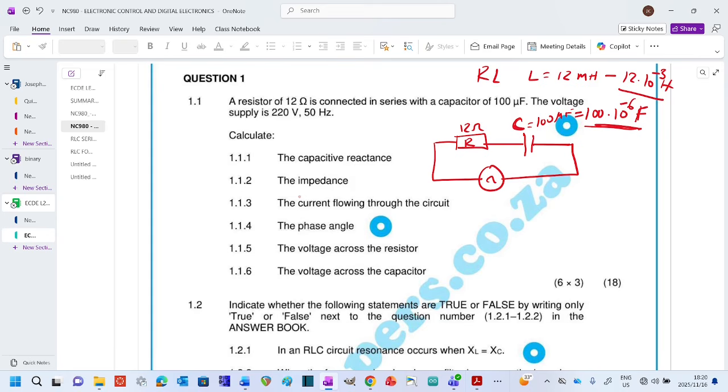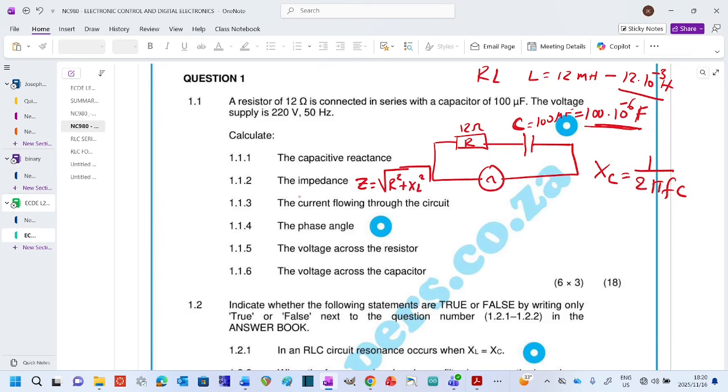This is the easiest one ever. They ask you to calculate the capacitive reactance XC. It's very easy: 1 over 2 pi FC. You just plug your numbers in, you get it. And now they ask you to calculate the impedance. Once you've calculated your XC, it makes it easier to calculate your impedance, which is equal to the square root. In a series circuit, you apply the Pythagoras triangle: square root of R squared plus XC squared. This was very easy.